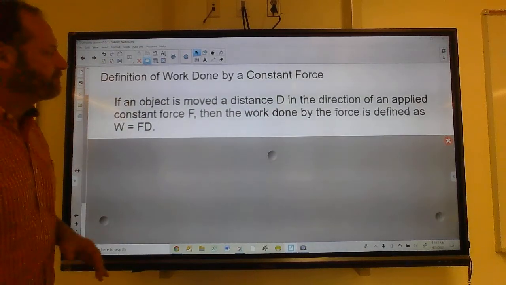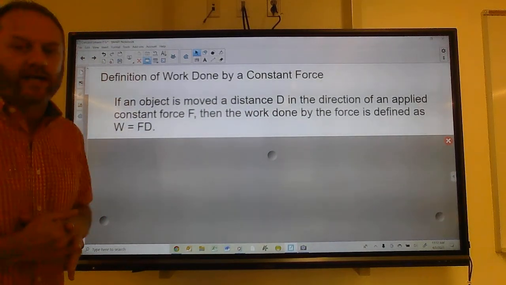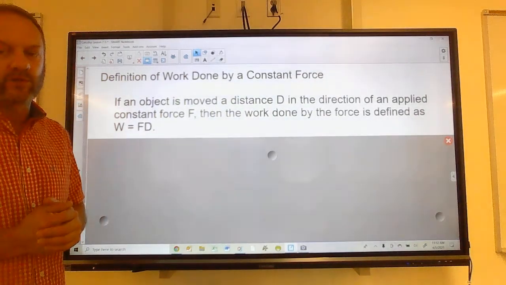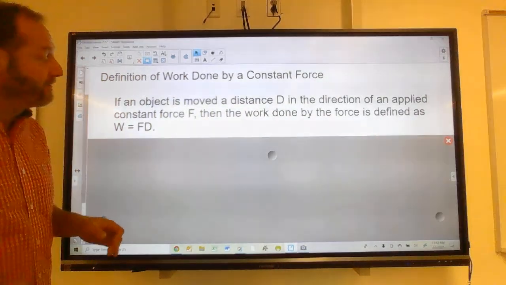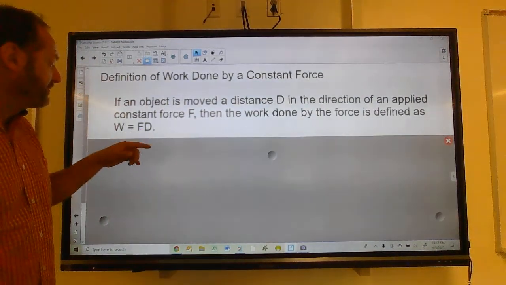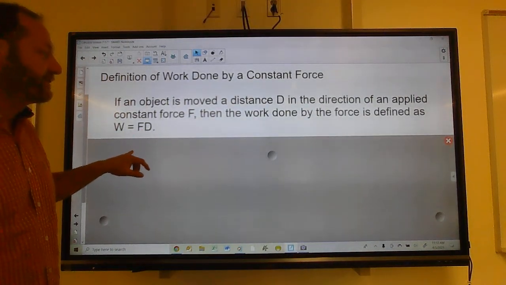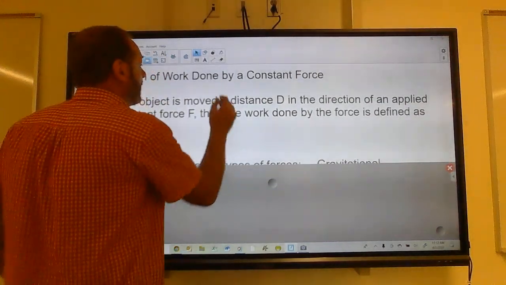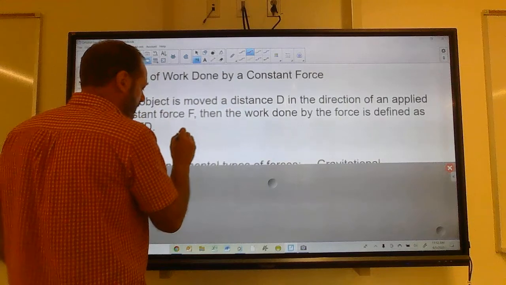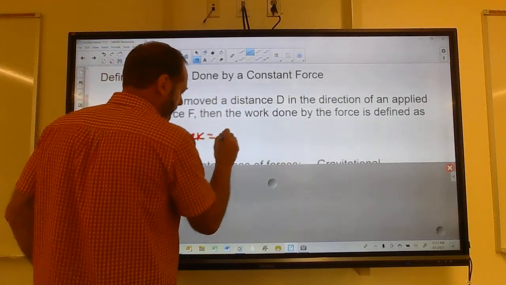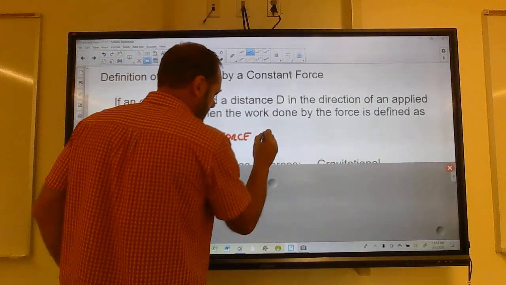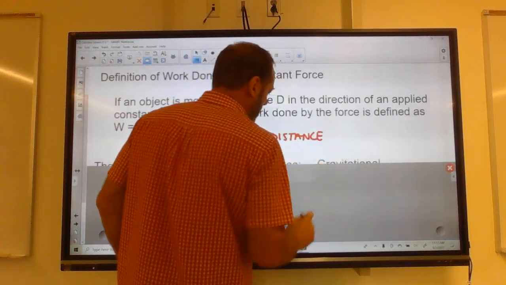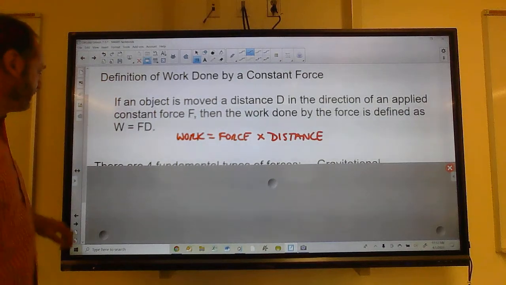Okay, so if an object is moved a distance d in the direction of an applied constant force F, then the work done by the force is defined by W equals F times d. Work equals force times distance. Okay, so actually let's just write that out. Work equals force times distance. Okay, so those are the easy problems.